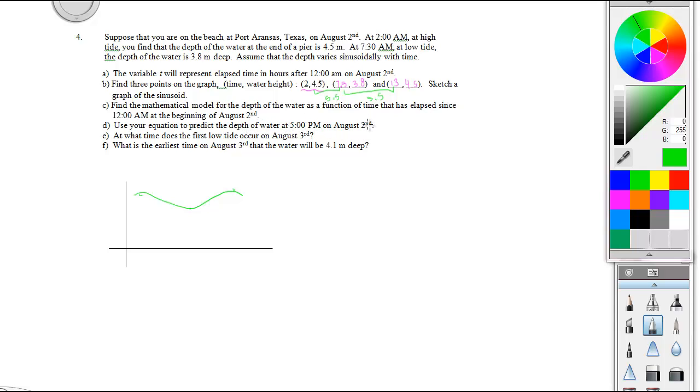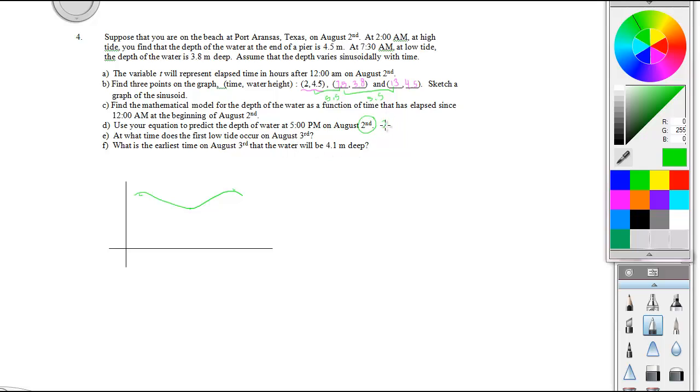on August 2nd. On your sheet it says August 3rd here. You can answer either question. If you do 5 p.m. on August 2nd, that is 17 hours after midnight. So you would find the height of the water at 17 hours after midnight. And if you do the height of the water on August 3rd, then you'd have to add 24 hours to 17 to get the right timing.